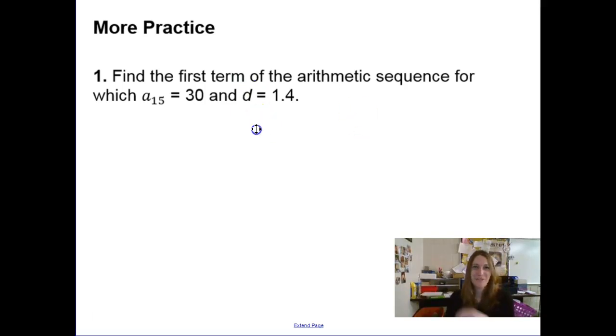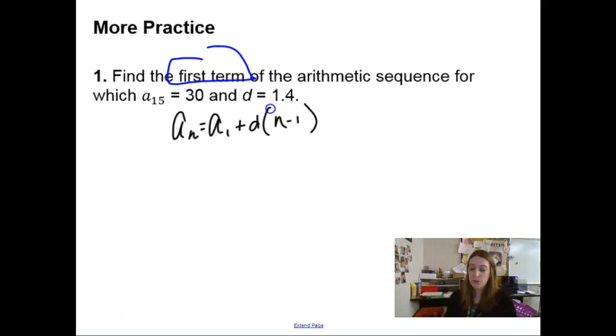All right, so find the first term of an arithmetic sequence for which a sub 15, so the 15th term, is 30, and the common difference is 1.4. So I need to find the first term. And if you think about this formula, it's the general formula, which means I get to plug in anything that works for me. So this is the explicit way to do this, using the formula, all right?